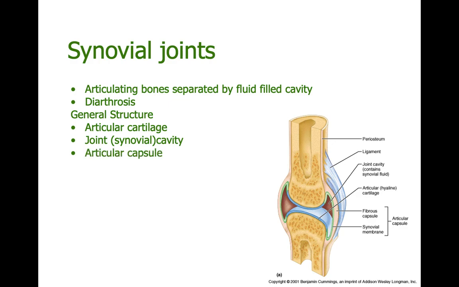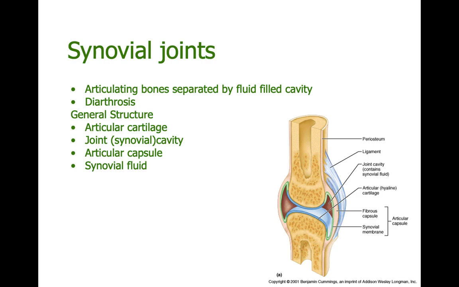The articular capsule includes the connective tissue that surrounds the two bones and helps keep them in place. It's made up of the fibrous capsule and the synovial membrane. It acts as a bit of support to keep the bones in line, one stacked on top of the other.